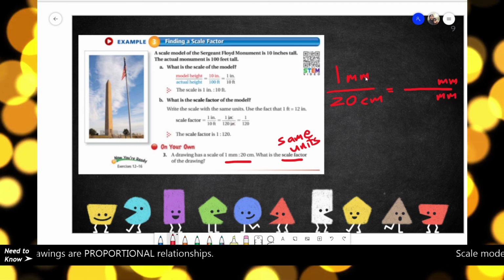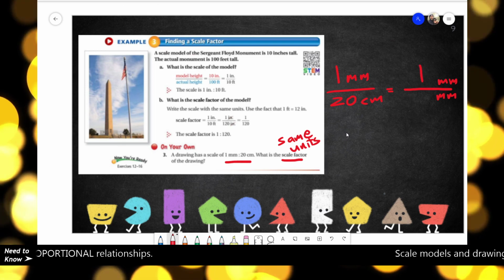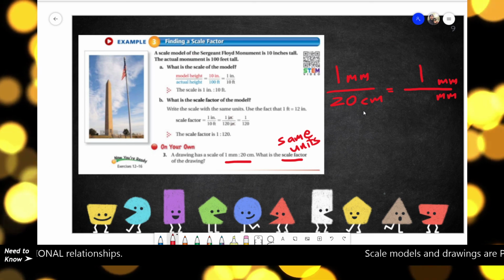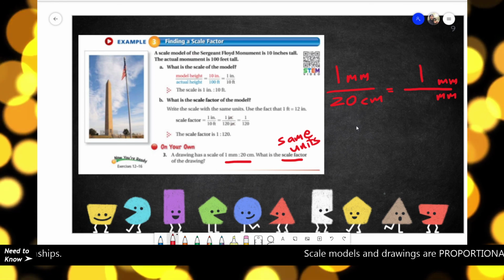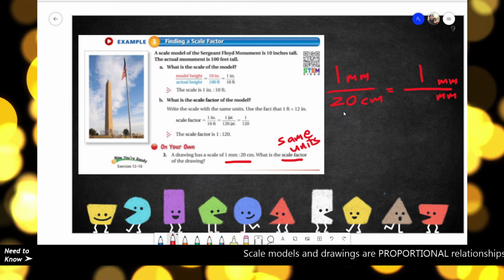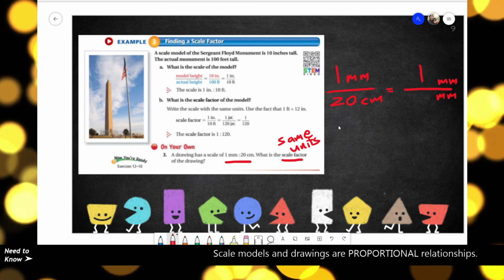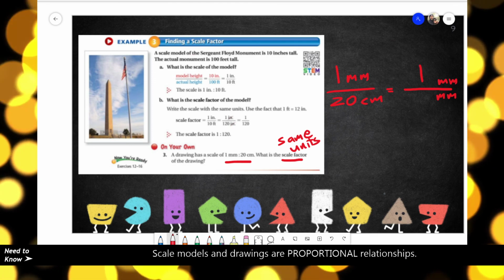1 millimeter is already done for you. You need to determine how many millimeters are in 20 centimeters. So find out how many millimeters are in 1 centimeter, and that's what you would multiply the 20 by. If you don't know how many millimeters are in 1 centimeter, look it up. Pause the video here, solve this problem, and then come back and hit play.